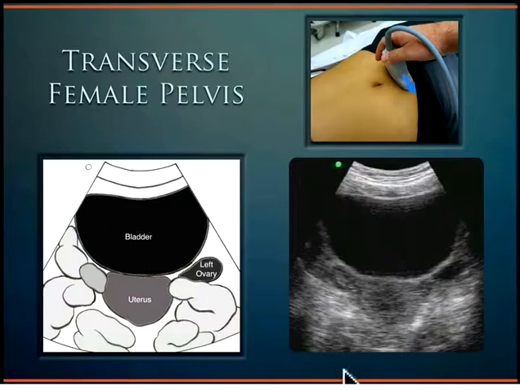Now, as we can see here, in this female with this very full bladder, we're looking posterior to the bladder. This is where the location is of the uterus. We can even make out a cystic structure on her left ovary here. But again, the uterus posterior to the full bladder in the transverse plane.